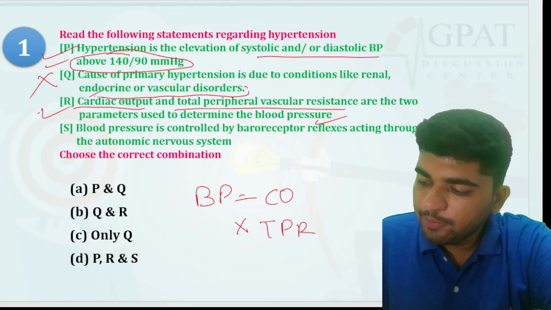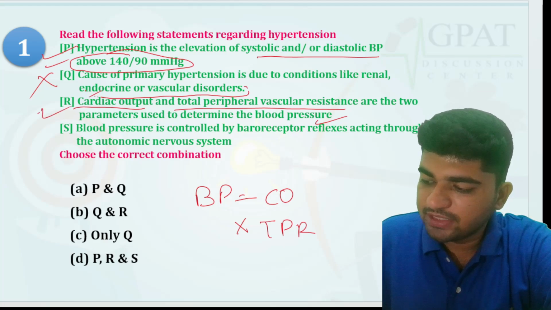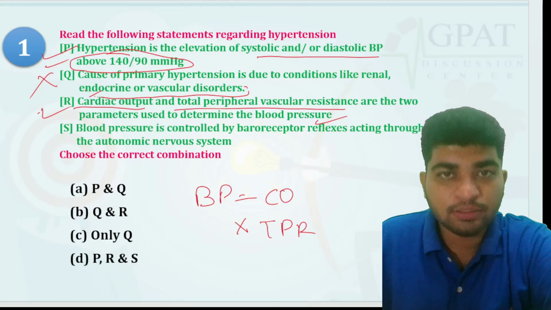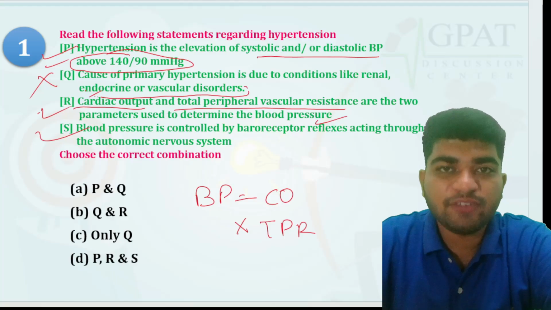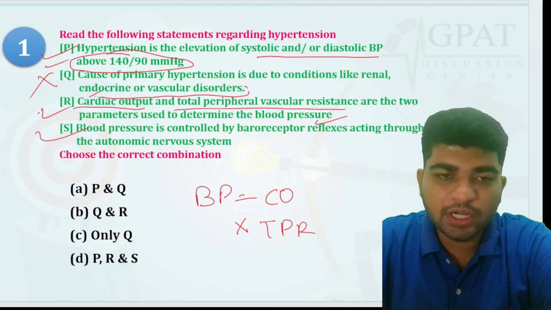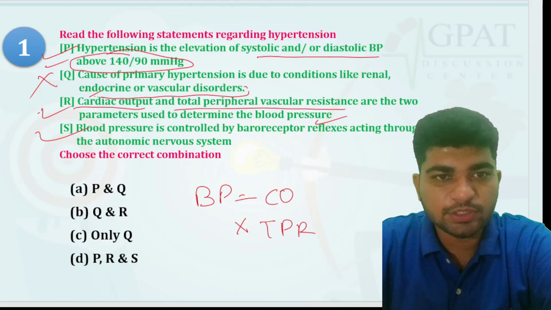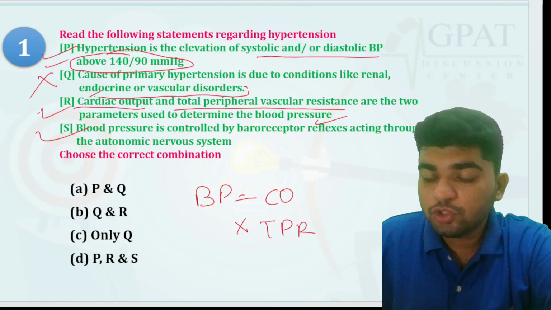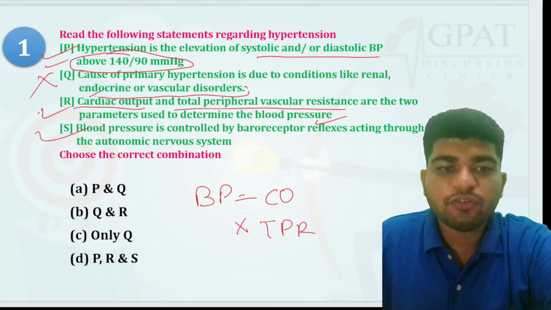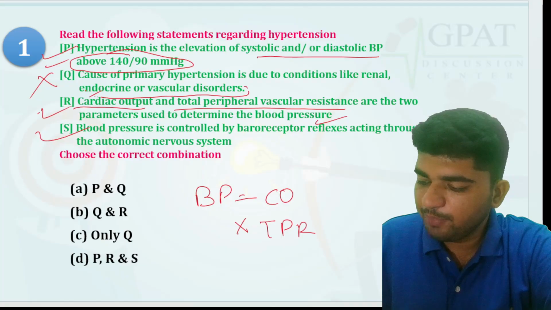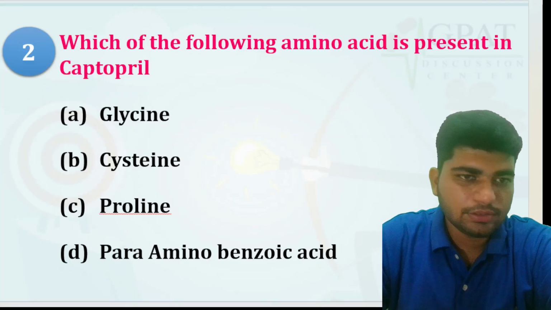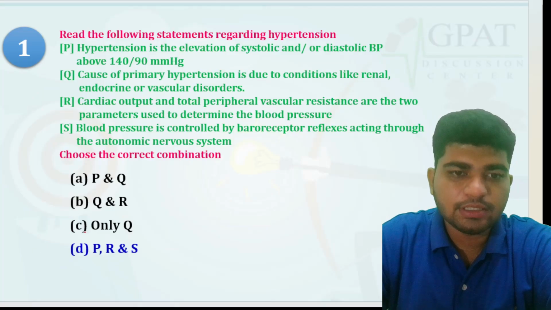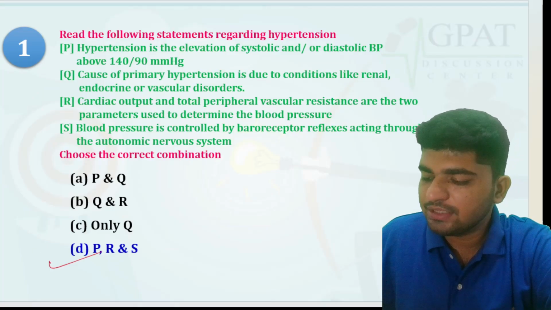S: blood pressure is controlled by baroreceptor reflexes acting through the autonomic nervous system. Yes, this is also right. We have baroreceptor reflexes in our body that regulate blood pressure. So Q is the wrong option and the rest are right. So P, R, and S is the right one. Here you can see P, R, and S is right.